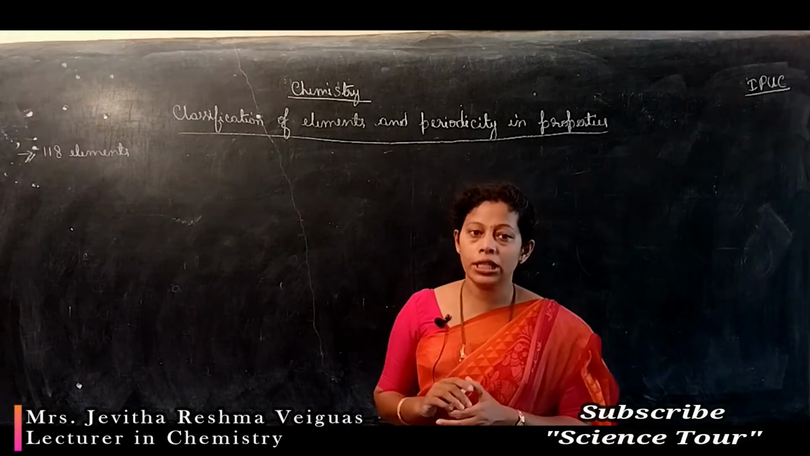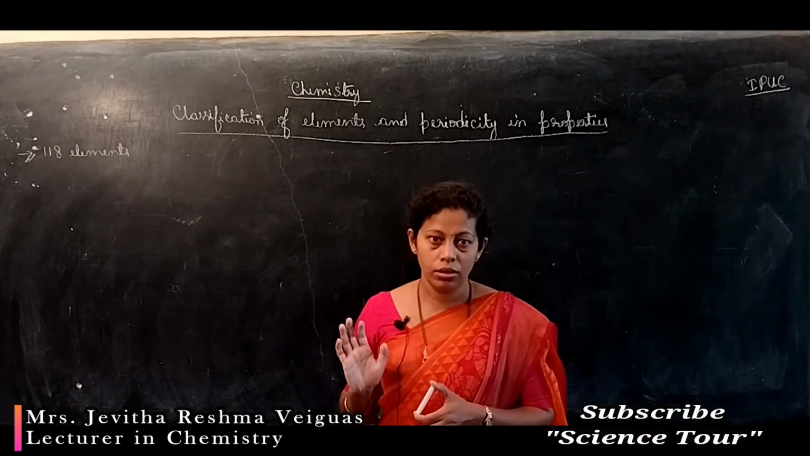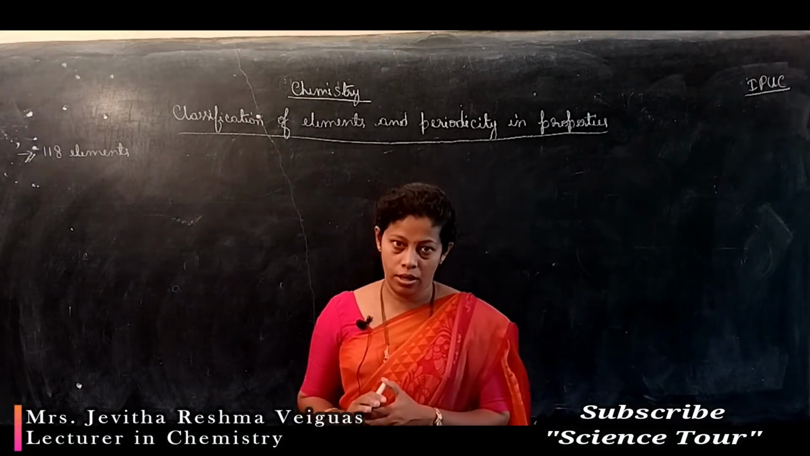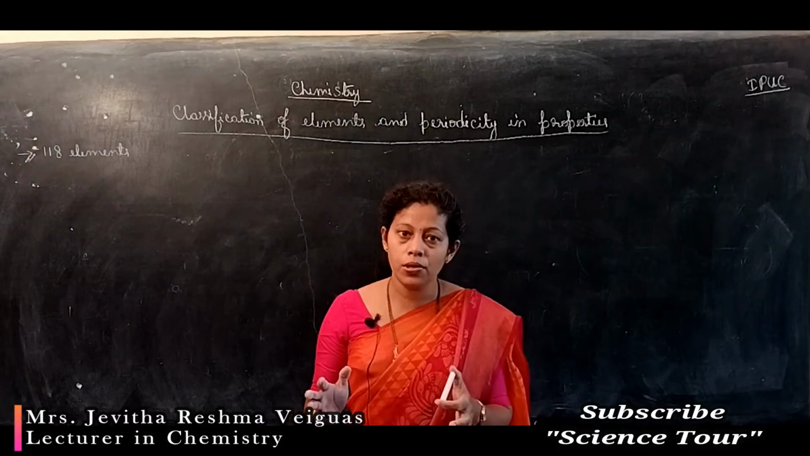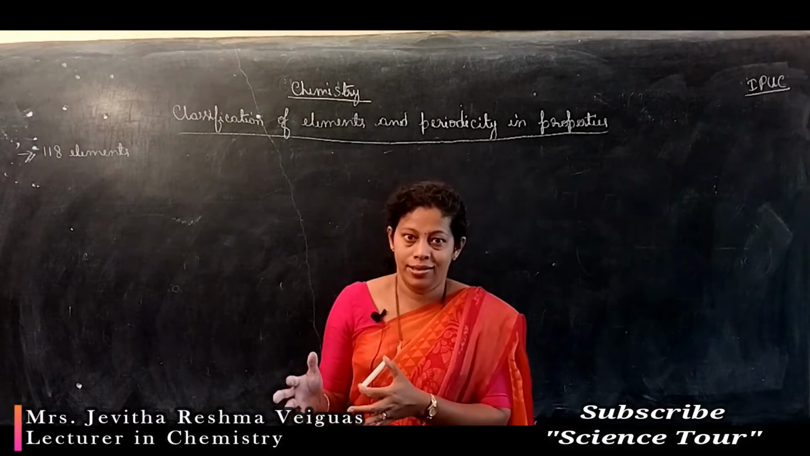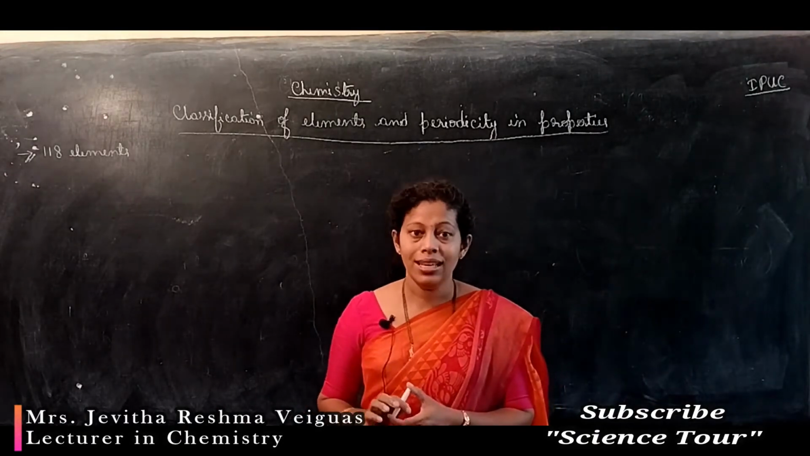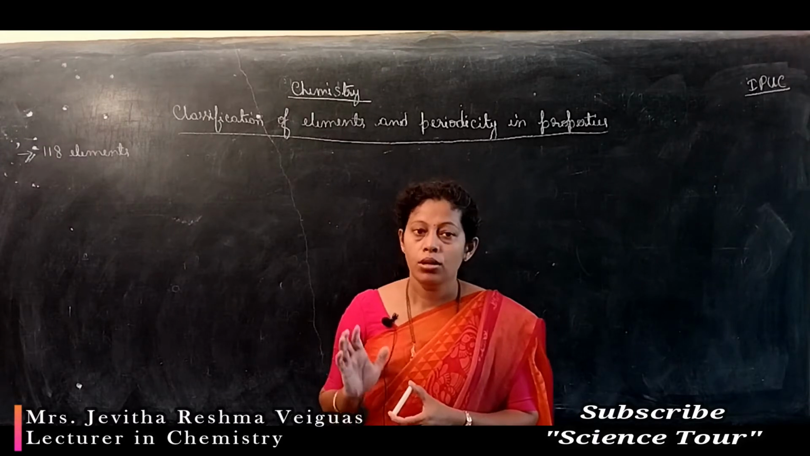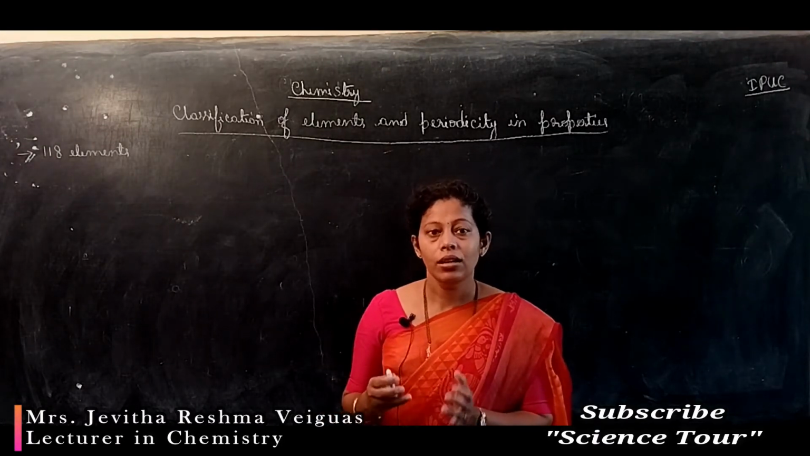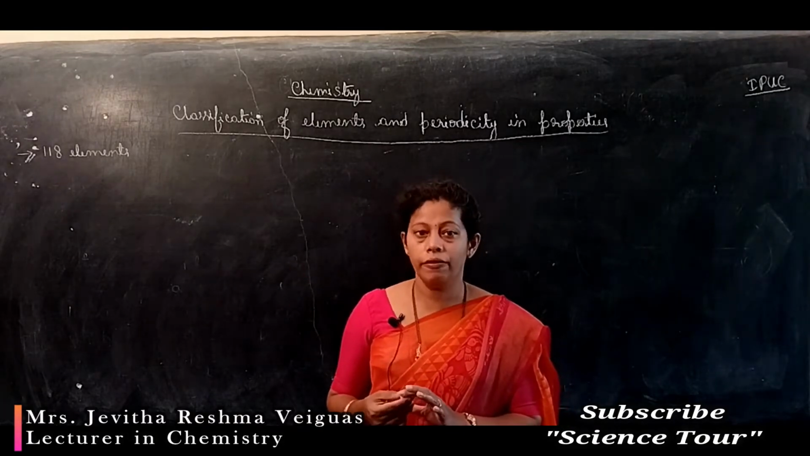So why is the periodic table given? The periodic table is formulated in order to organize the elements in a systematic way, so that their physical and chemical properties can be studied easily. So, different scientists worked on the formulation of the periodic table.